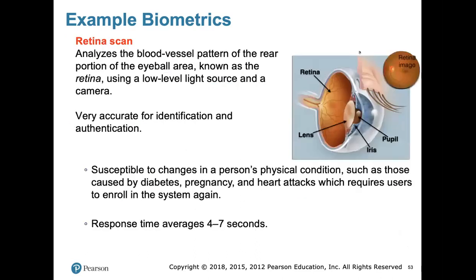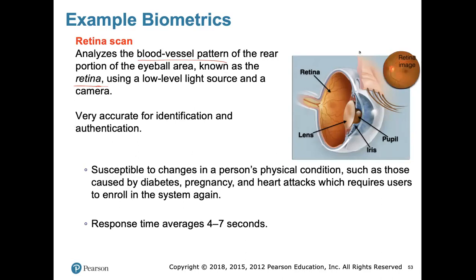The second example is retina based authentication. In retina recognition or retina scan, they look at the blood vessel patterns in the rear portion of the eyeball. This is called the retina. The pattern of blood vessels that we have in the back portion of our eye is called the retina, and that pattern is believed to be very accurate or very unique and can be used for authentication.